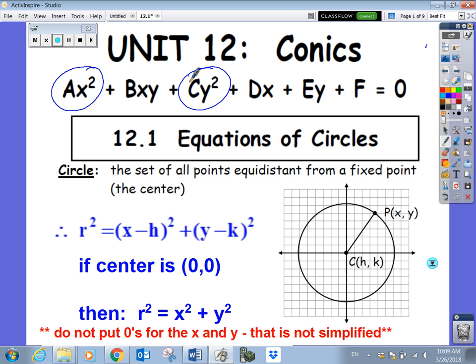When you look at the A and C, if A and C are equal, meaning both are positive and both are the same number, then you know that it's a circle. You don't have to actually do all of the completing the square of that. When you look at an equation like that, all you have to do is look at the number in front of the x squared value and the number in front of the y squared value. If they are the same, then it is going to be a circle. And so you see down here the equation of a circle.